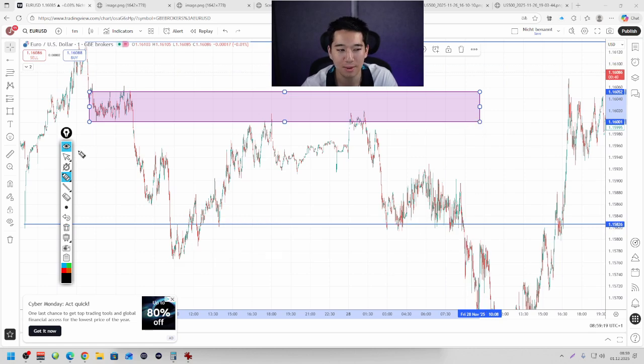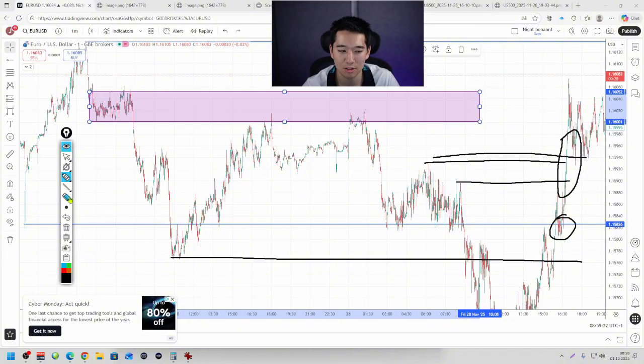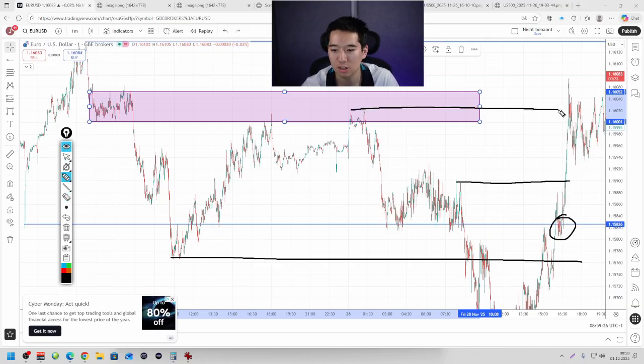Once the market comes back up, the next target is up here. And then see how smooth it is going through. It's literally not touching this high. It's just not creating that many candles, which is very nice, until the market reaches this high.